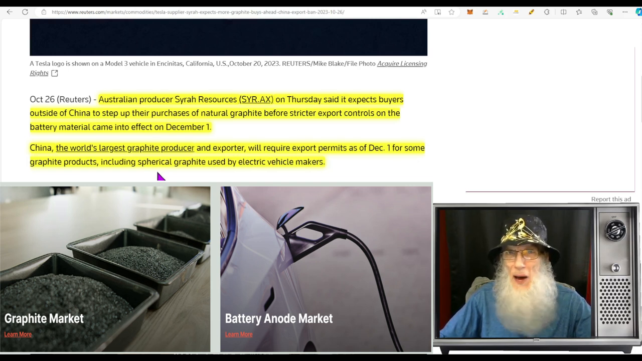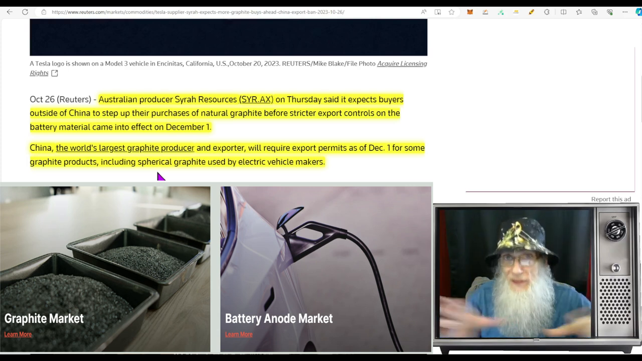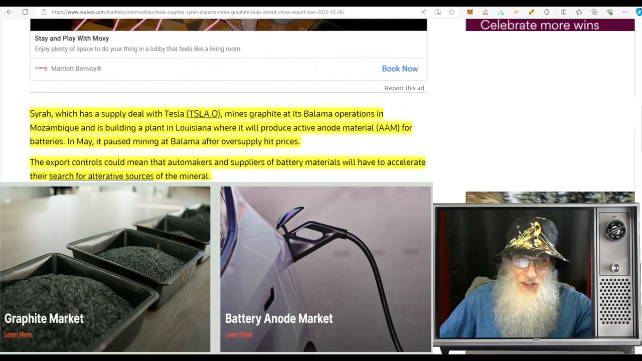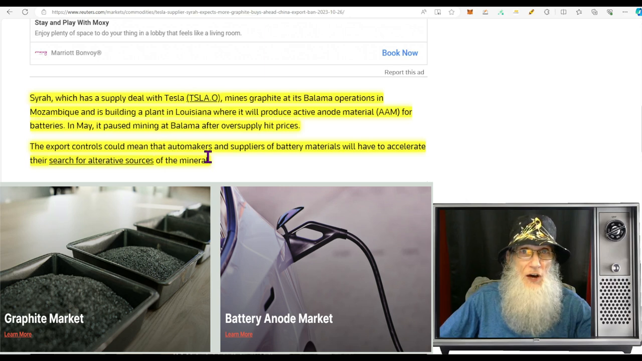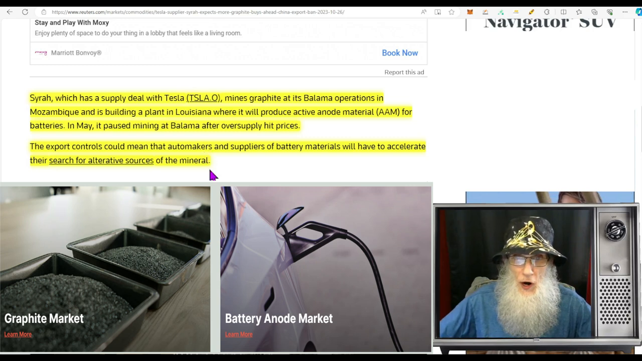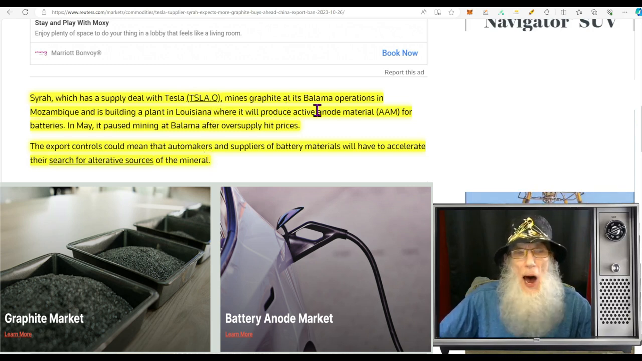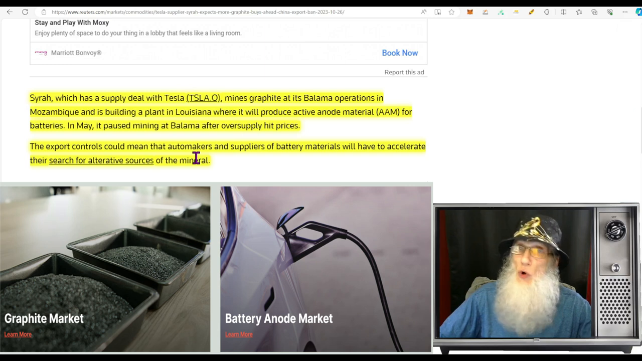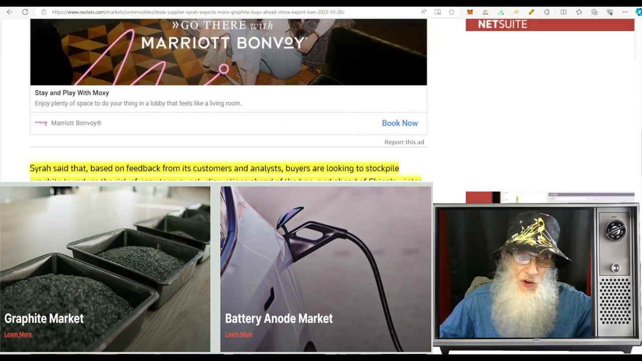And like I said, if you're not part of the China organization, if you're not aligned with them, you're not getting one of these permits. Sierra, which has a supply deal with Tesla, so it's got steady business just with that operation. Tesla's not going anywhere. It mines graphite at its Balama operations in Mozambique and is building a plant in Louisiana where it will produce active anode materials for batteries. The export controls could mean that automakers and suppliers of battery materials will have to accelerate their search for alternative source materials this next month, the next 30 days.